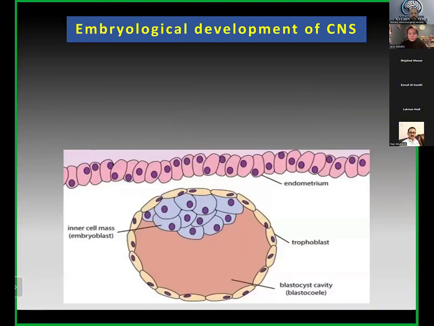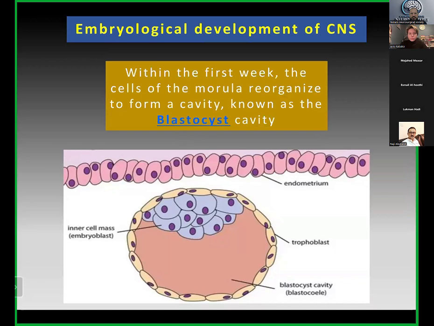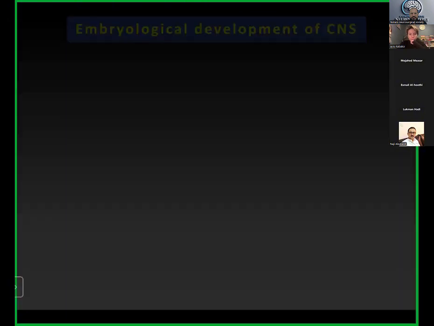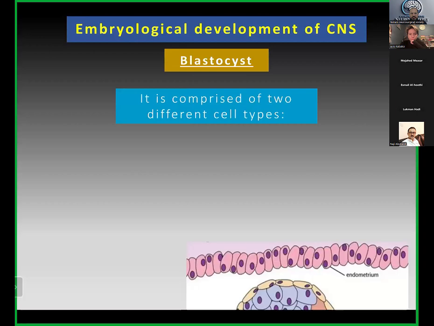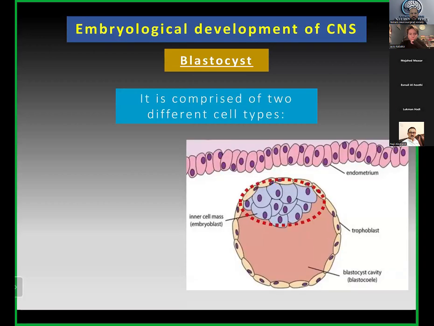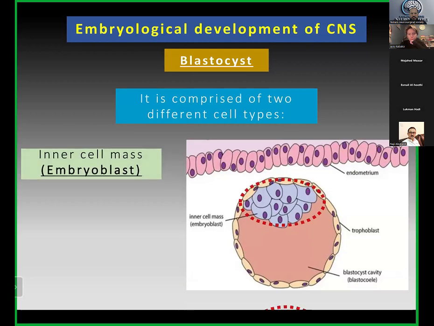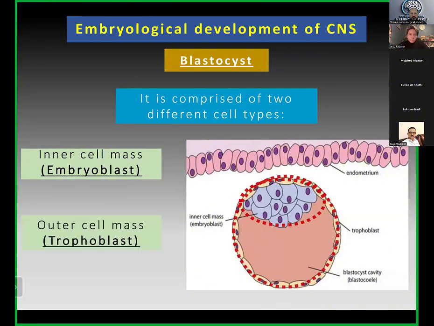This morula undergoes more differentiation to form a fluid inside this group of cells. It's called the blastocyst. So the blastocyst consists of three components. The first one is the fluid, and the other two are groups of cells. This group of cells is the inner cells. It's called the embryoblast, which forms the embryo and the fetus later on. And the outer cells are called the trophoblast, which will penetrate through the endometrium of the uterus.